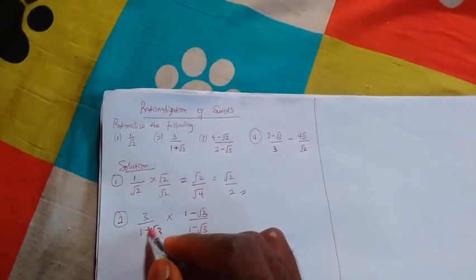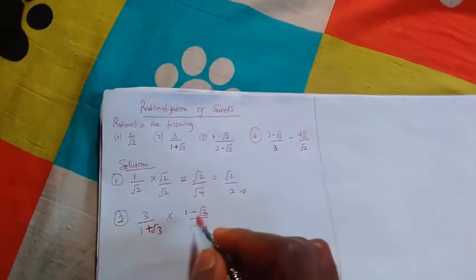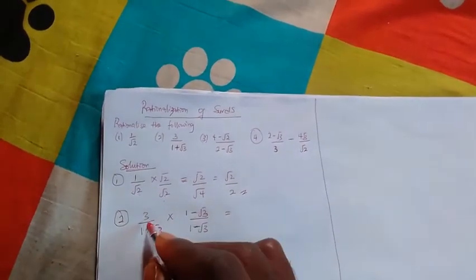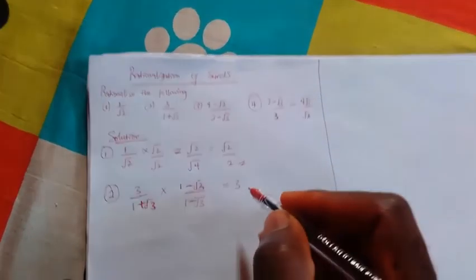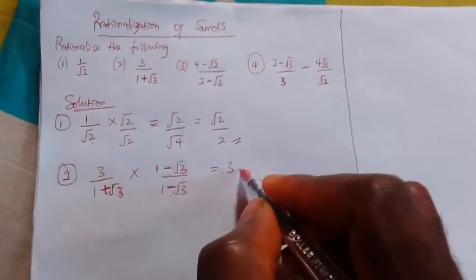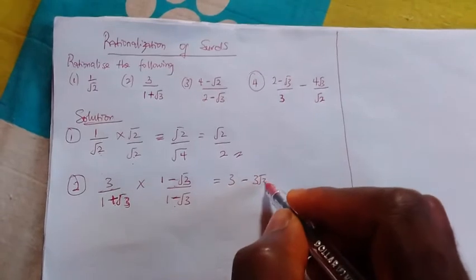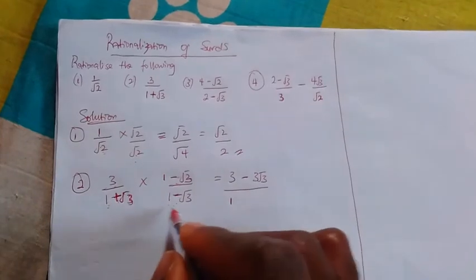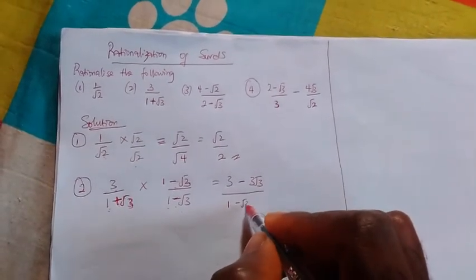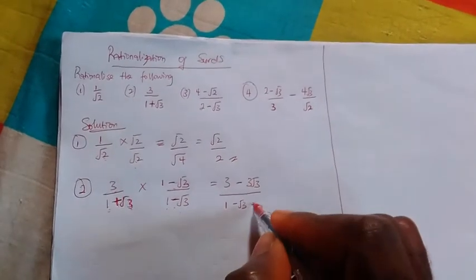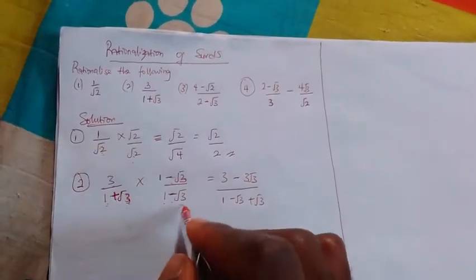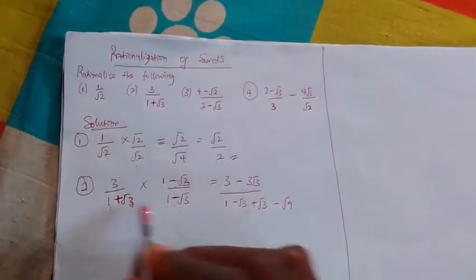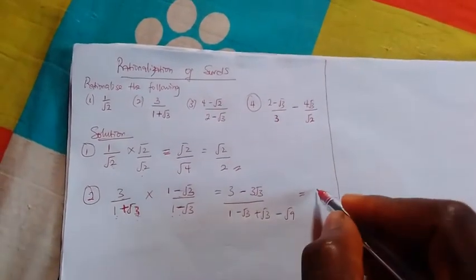It means you should change the sign of the denominator. This is plus, so it becomes 1 minus root 3 over 1 minus root 3. Let's now multiply. This becomes 3 times 1, then 3 times minus root 3 gives us minus 3 root 3. Over 1 times 1 gives us 1. 1 times minus root 3 gives minus root 3. Root 3 times 1 gives root 3. And root 3 times minus root 3 gives minus root 9, because plus and minus is minus. Root 3 times root 3 is root 9.